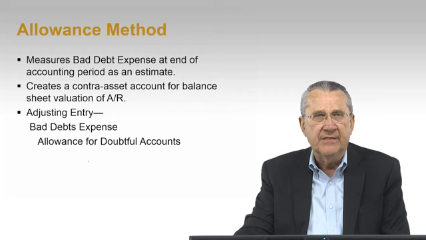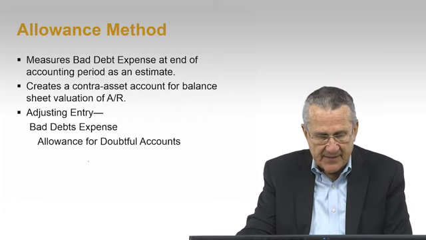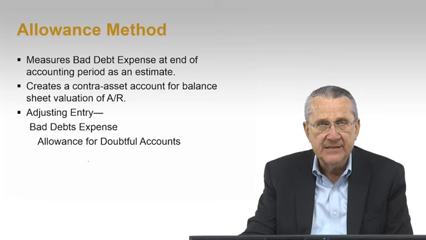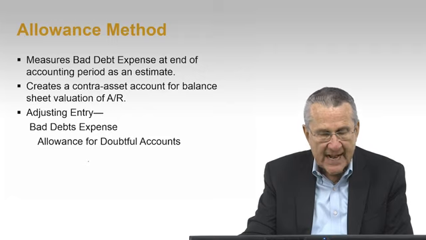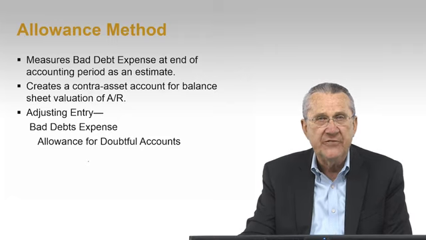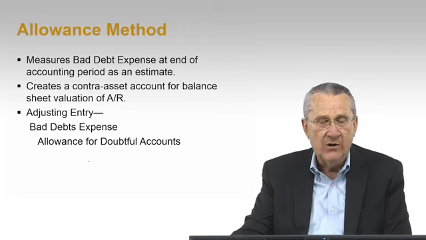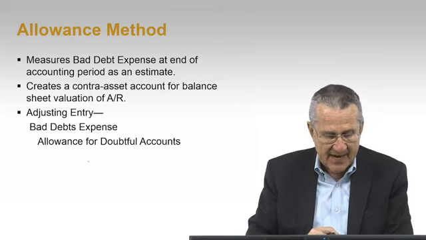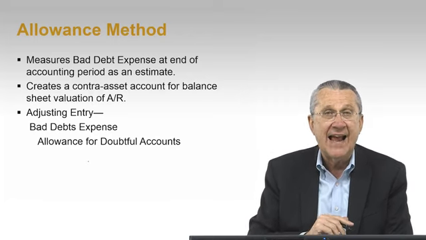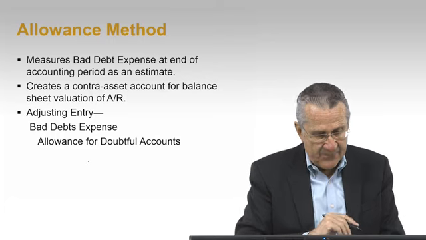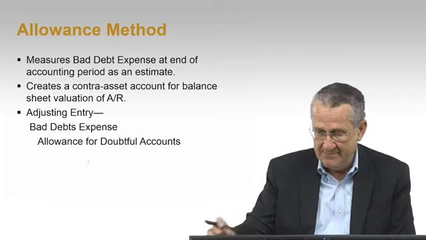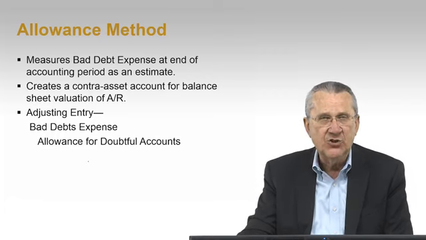The allowance method will measure bad debt expense at the end of the accounting period as an estimate. So we're going to create a contra asset account for the balance sheet valuation of accounts receivable. We're going to debit bad debts expense and credit the allowance for bad debts, or more often doubtful accounts, for the amount that's appropriate under the circumstances. Okay? So we're going to make an adjusting entry.